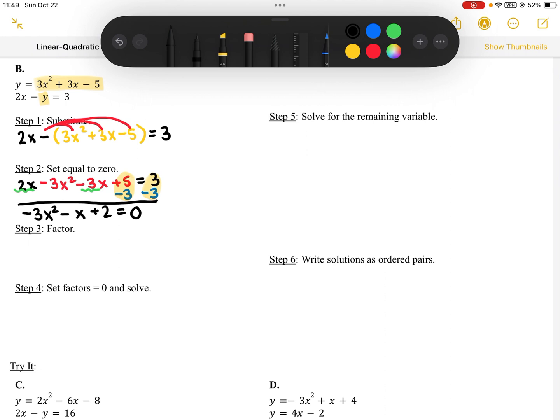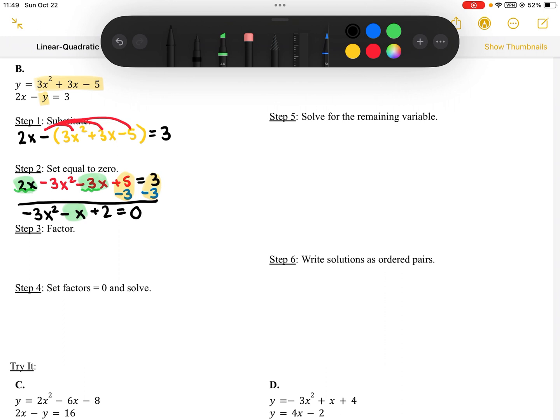So again, in this step, I combined my like terms. The 2x minus 3x gave me this negative x. 2 minus 3 is negative 1. And then the 5 minus 3 gave me 2. So when I have everything on one side, I have negative 3x squared minus x plus 2 equals 0.